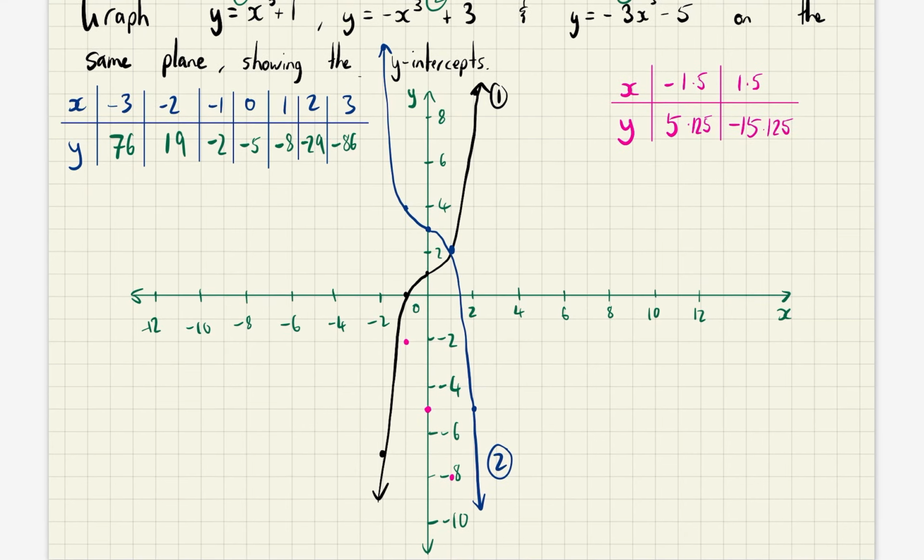And if it was positive 1.5, it's negative 15.125. I can't plot the negative 15, it's a bit too big, but we've got the general idea, right? If we have negative 1.5, so that's here, I get 5.125, so it's around here. Okay, I'm going to put that point there.